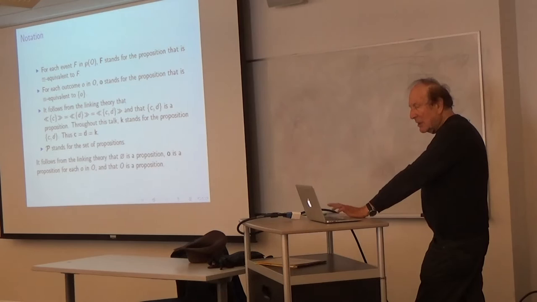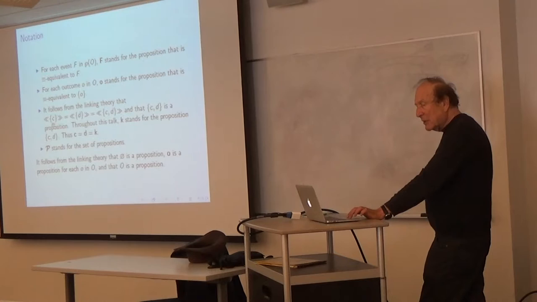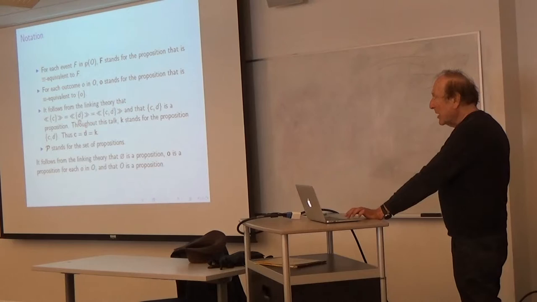It follows from the linking theory that the set of people who paradigmatically chose C is the same as the set who paradigmatically chose D, because that's part of the theory. This is the same as the set of subjects who paradigmatically chose one or the other. And so C comma D is a proposition. Not everything's going to be a proposition. Throughout the talk, K stands for this proposition. C equals D equals K. And we let P stand for the set of propositions.